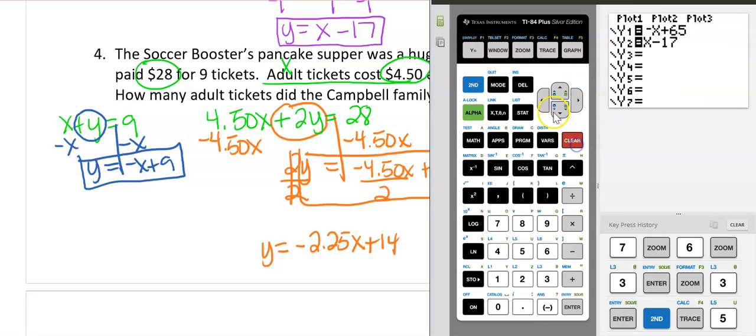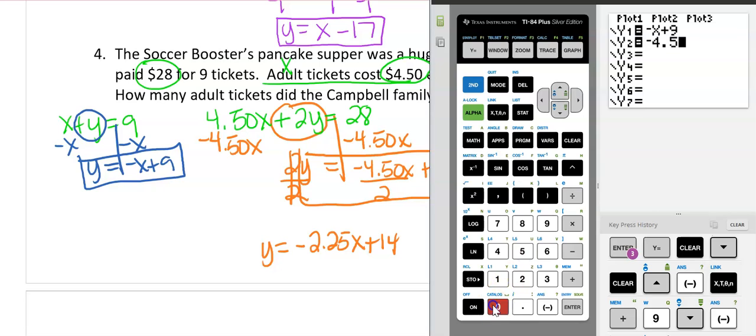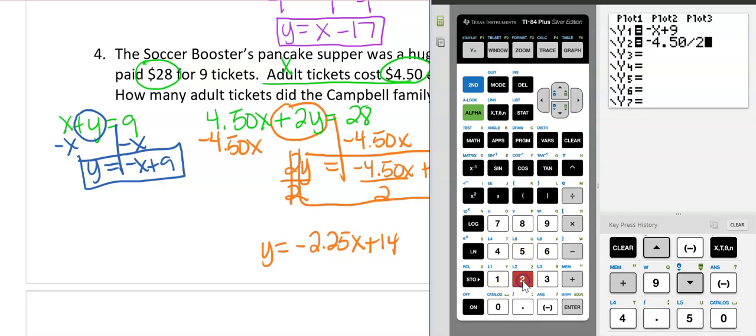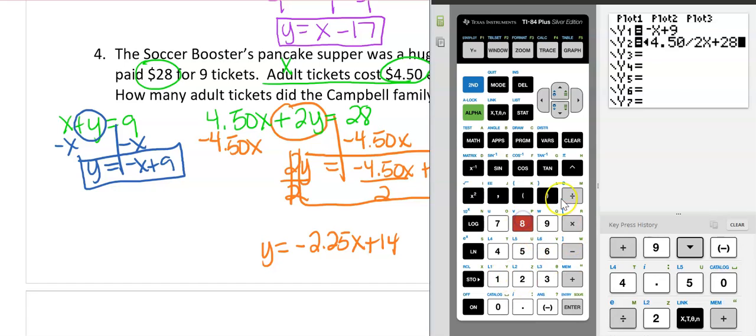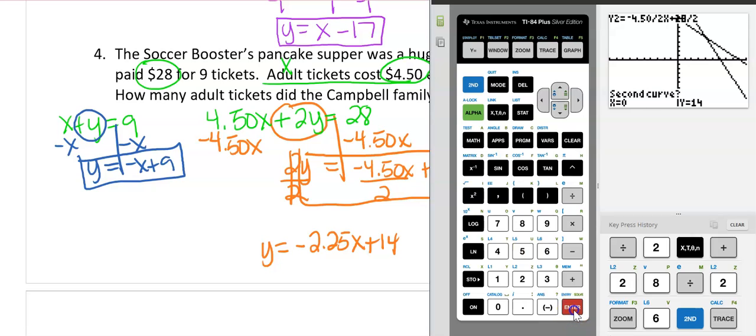So I'm going to go to the calculator. I'm going to clear everything in my y equals, and I'm going to enter these two equations. Remember, the negative sign, not the minus sign. -4.50 divided by 2. So divided by gives you your fraction bar. X plus 28 divided by 2. And we need to zoom 6 so we see the correct window or graph. And I see the point of intersection, so I'm going to hit second, trace, 5, enter, enter, enter.